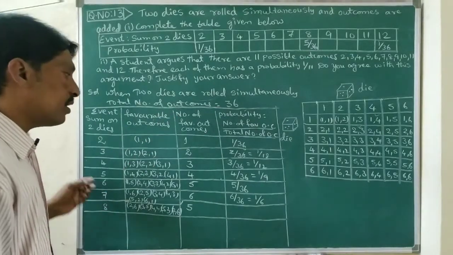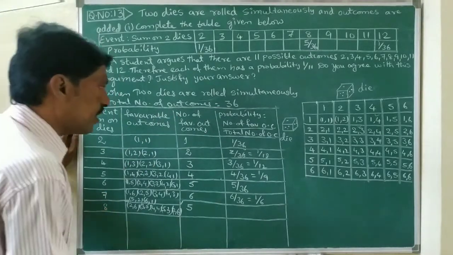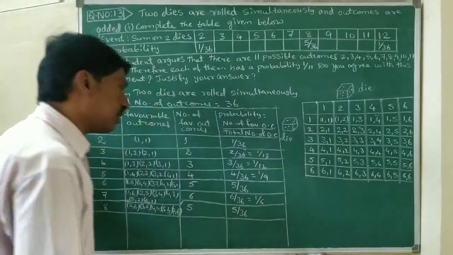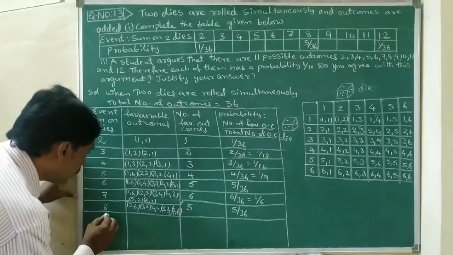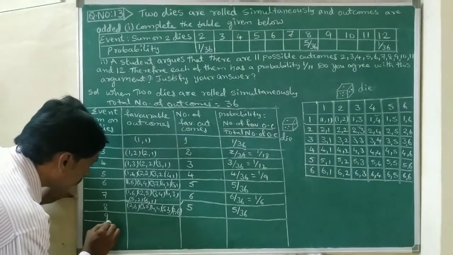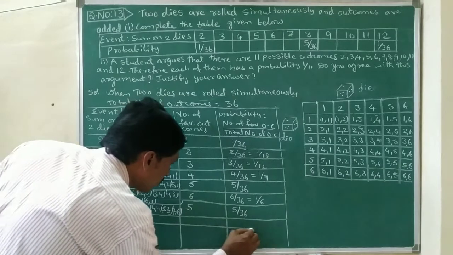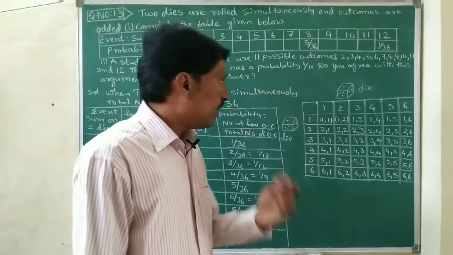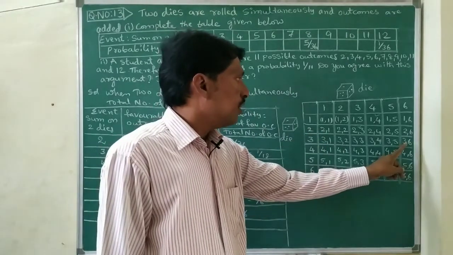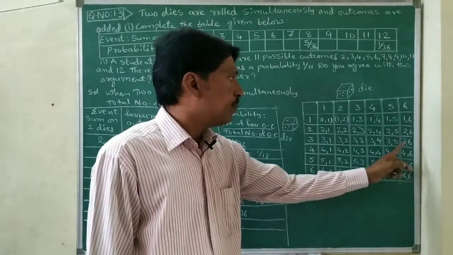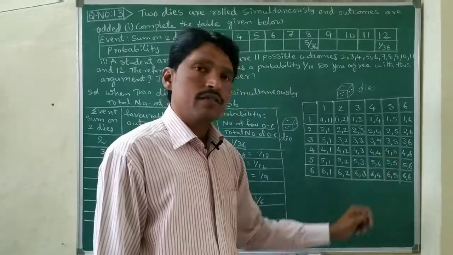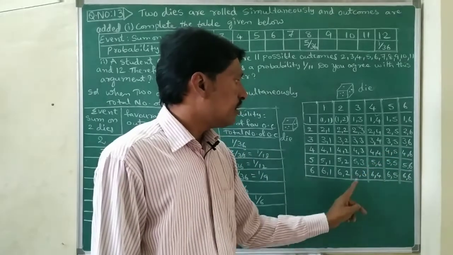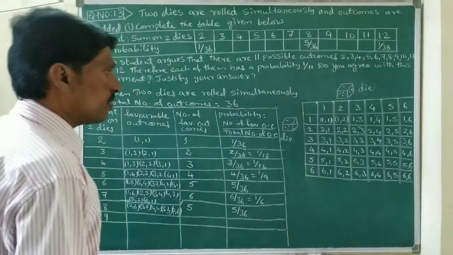What is the probability of the sum of two numbers being 8? That is 5 by 36. We can't cancel. Now 9, we need to find out. So 9 means here 3 comma 6. 3 plus 6 is 9. 4 plus 5 is 9. 5 plus 4 is 9. 6 comma 3 is 9.